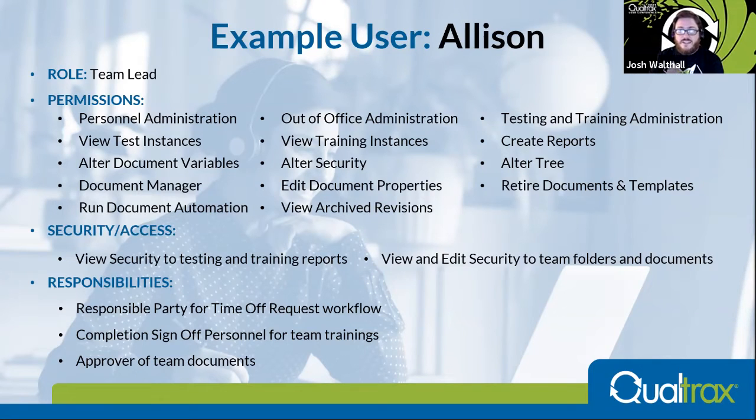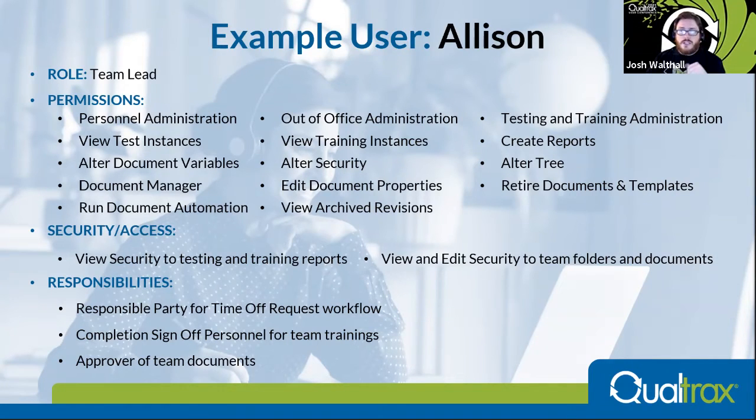Allison is a team lead for her department, and she's responsible for many different things, such as screening new candidates, managing time off requests, ensuring her team members are properly trained, and creating and maintaining team documents. To perform her job duties, Allison needs the personnel administration permission, so she can add new hires to the system and add those users to existing groups. But she does not need the groups administration permission because she will not be creating or modifying groups.